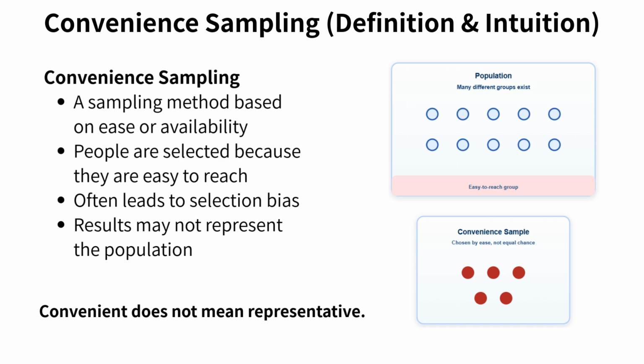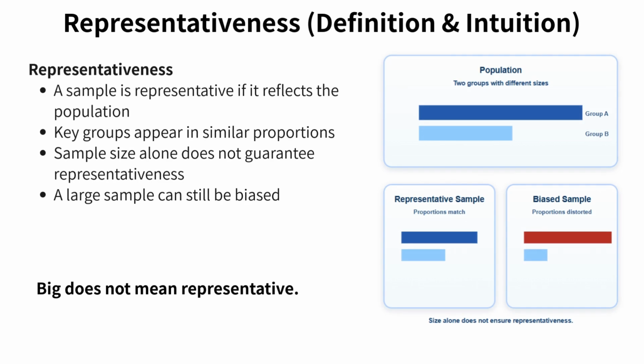When you see a sampling question on the SAT, always ask yourself, were people selected because they were easy to reach, or because everyone had an equal chance to be chosen? If selection is based on convenience, bias is almost certainly present. Now let's move to another key idea in sampling: representativeness. A sample is representative if it accurately reflects the population.